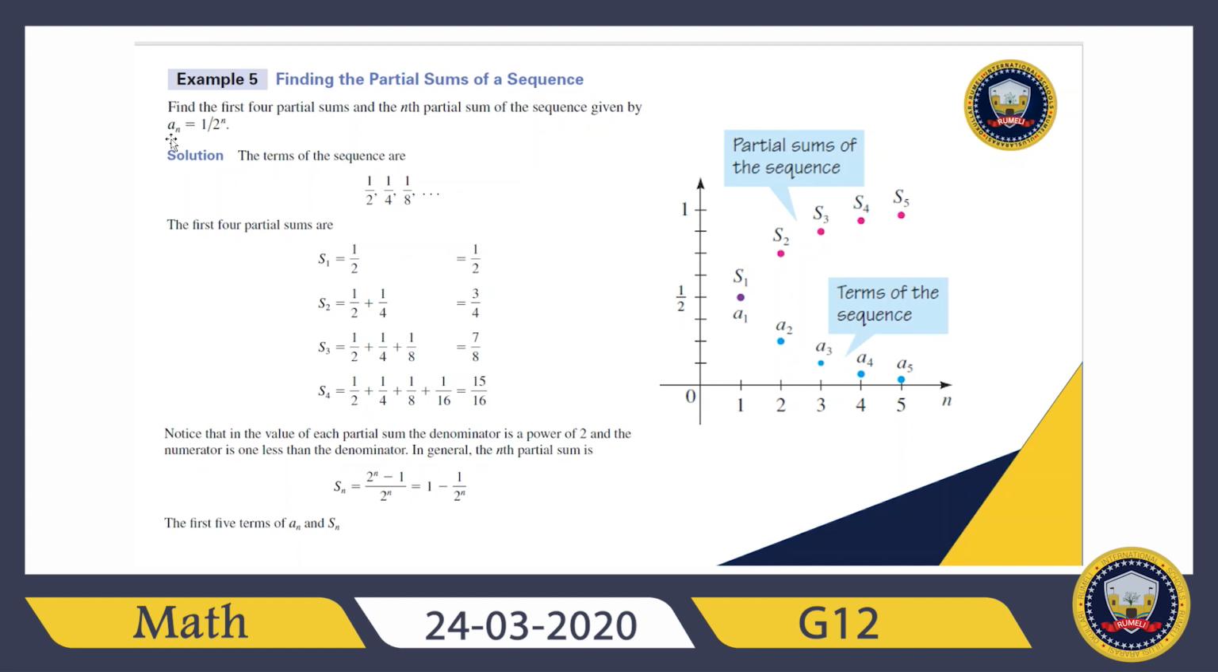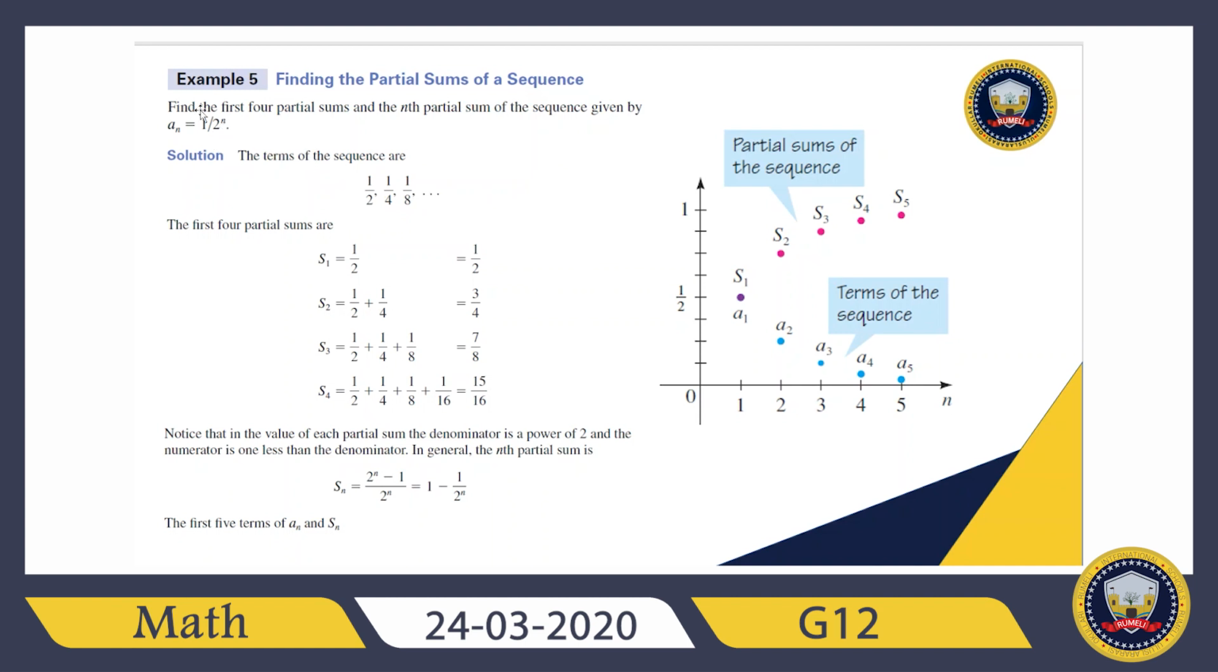So to find a1 of this sequence, a1 equals 1 over 2 to the power 1, which in this case is 1 over 2, while the second term is 1 over 2 to the power 2, which is 1 over 4. This 1 over 8 comes from an equals 1 over 2 to the power 3, because the index of this term is 3, and so on. So this is the first step: find the terms of this sequence by just plugging into this formula.